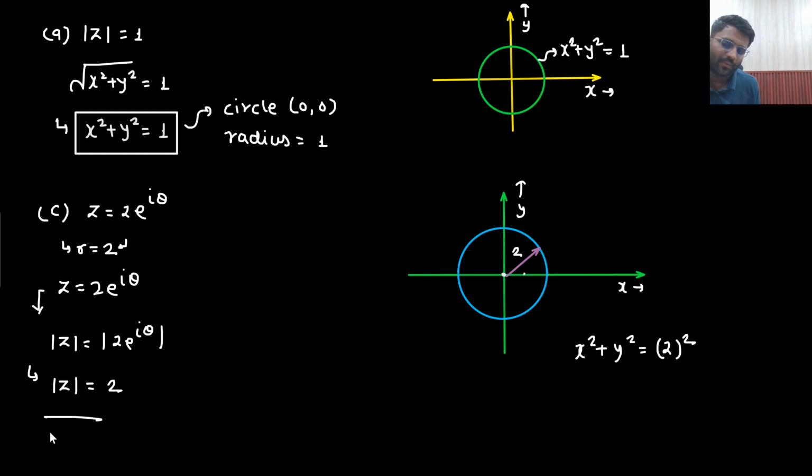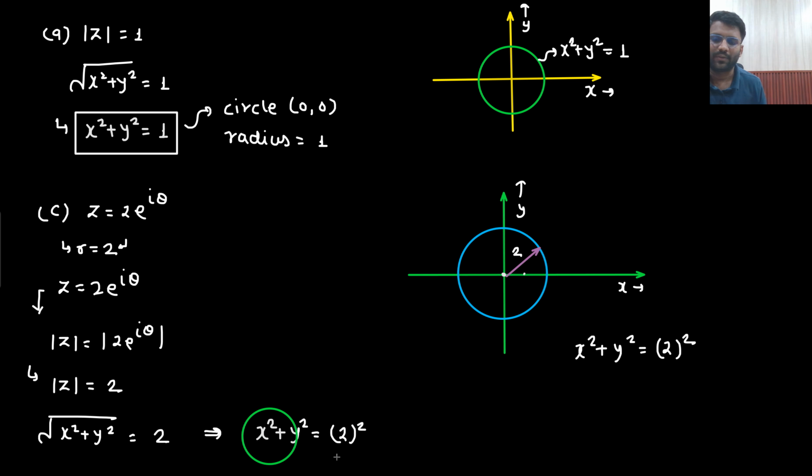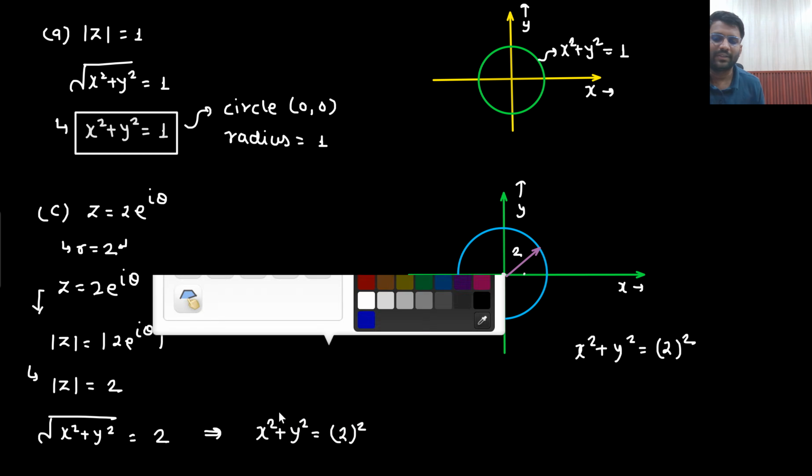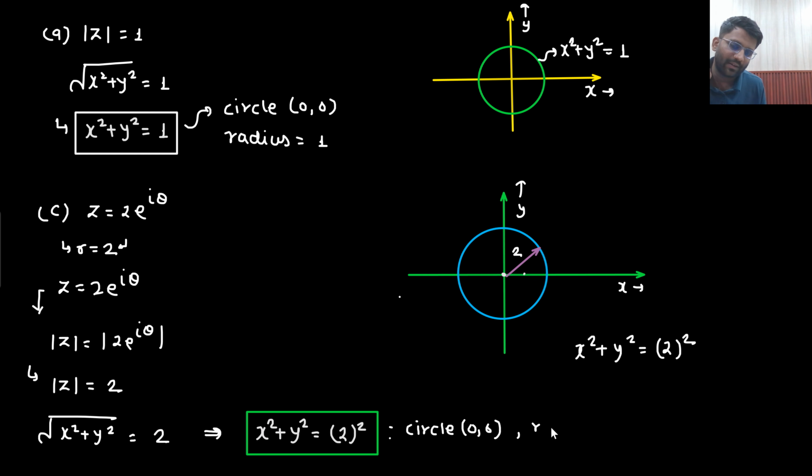Now what is mod of z? Mod of z is nothing but under root x square plus y square. And that will be equivalent to 2. So from here what you are getting? X square plus y square is coming out to be 2 square. There you go. So it is simply representing a circle of radius 2. Circle with the center at 0, 0 and radius of 2.